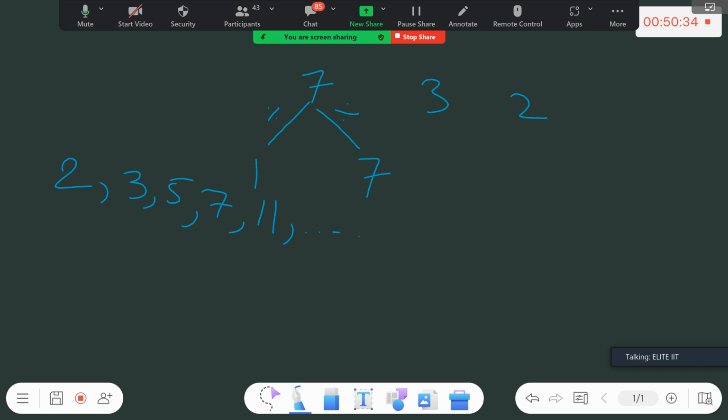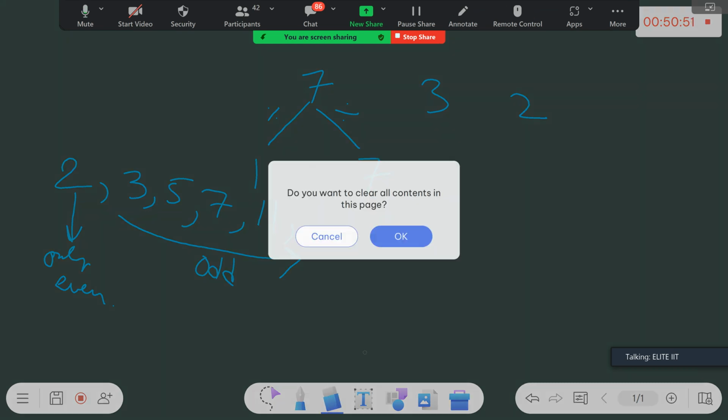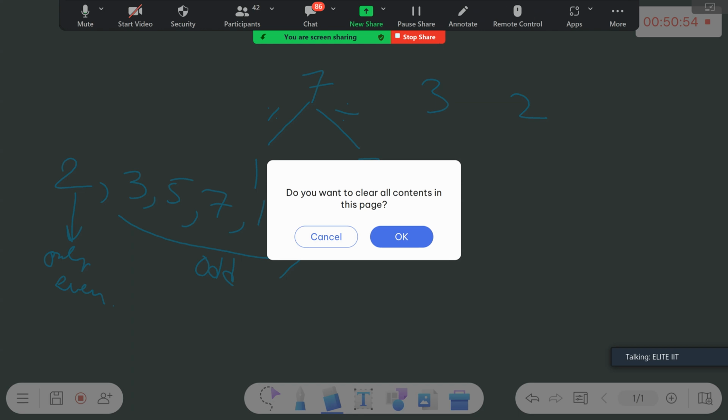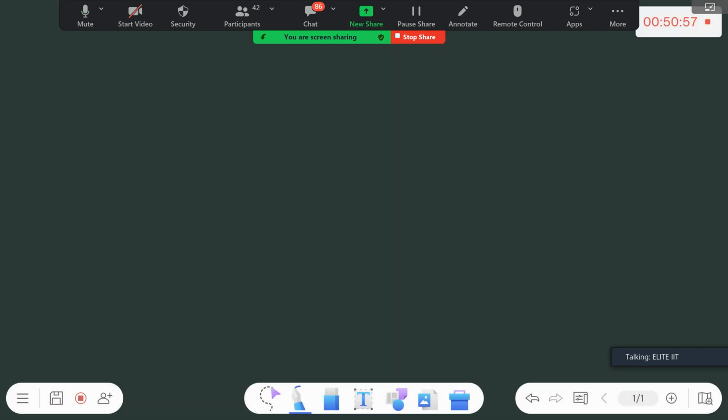Now 2 is the smallest prime number, and as you can see, all these are odd numbers after 2. So 2 is the only even prime number. And now, what are composite numbers? Composite numbers are numbers which have more than two factors. Highest two-digit prime number is 97 or 99? 97. 99 is divisible by 9 and 11.